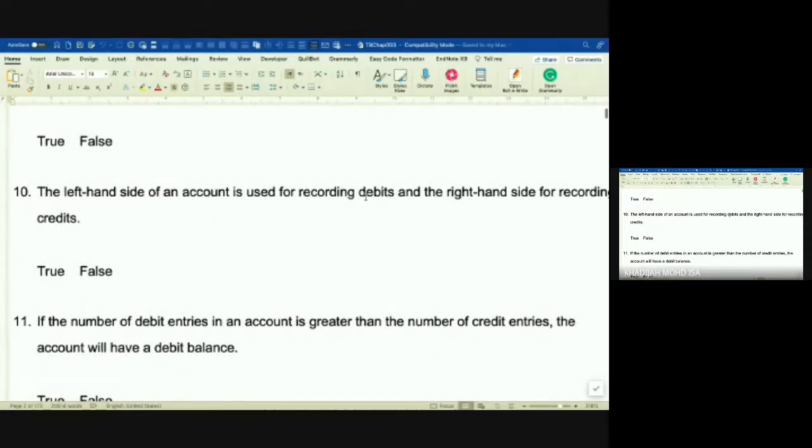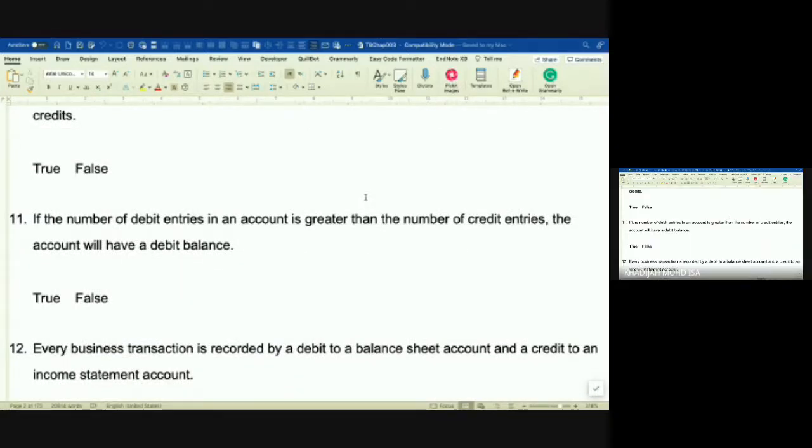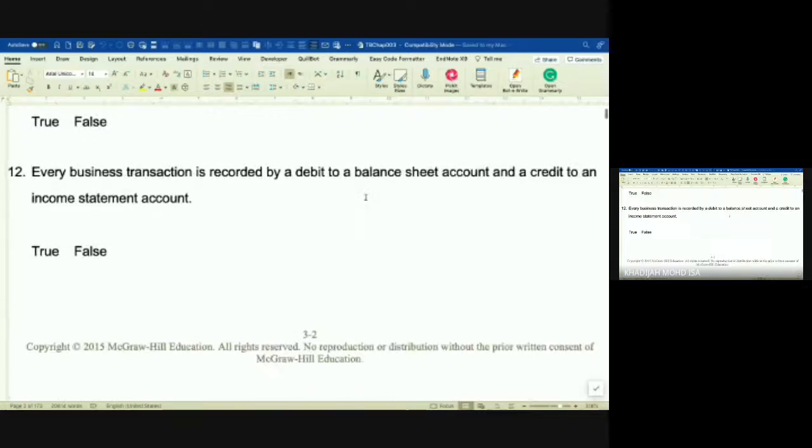The left-hand side of an account is used for recording debits and the right-hand side for recording credits. True. If the number of debit entries in an account is greater than the number of credit, okay, this one is the balance, never mind.